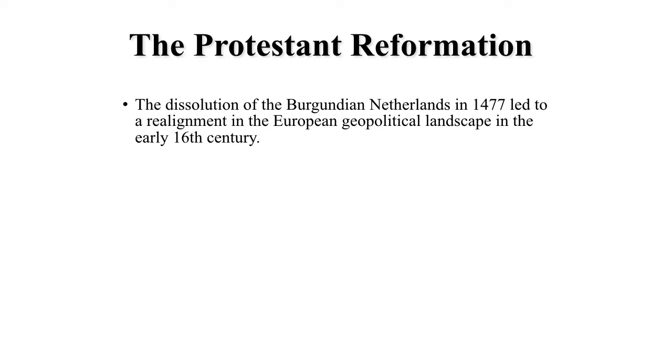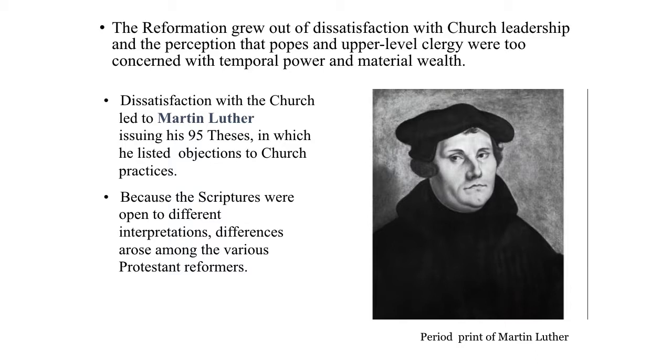So for the Reformation, the main figure that many of you may have heard of is Martin Luther. In 1517, Martin Luther issues his 95 Theses, so he objects to these church practices. One of these would be the selling of indulgences.